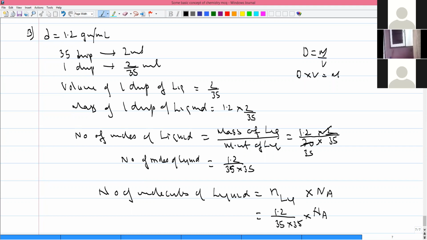How many milliliters of H2SO4 is required to neutralize 10 ml of 1 molar NaOH? How many liters of H2SO4 is required to neutralize 1 mole of this?